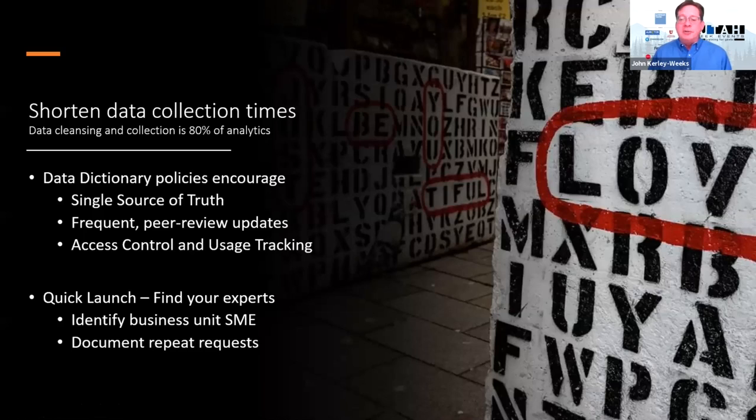So we've all heard that data analytics is often 80% cleansing and collecting the data. A lot of the components of the maturity model are about putting operations, processes, and policies in place so that we can improve that collection and cleansing time. We can identify where the data is, we can identify the best source of that data, and through data dictionaries, we can define what something truly means.